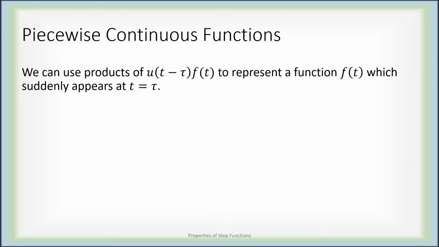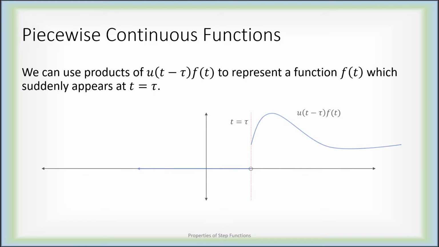Now we can take a product of a step function with a continuous function f to represent something which is piecewise continuous. So u of t minus tau times f will represent a function which suddenly appears at this time. Because when t is less than tau, the step function is 0, so regardless of the value of f, 0 times that will be 0. But when t is tau or larger, u of t minus tau is 1, and we simply get the function f of t. So here is an example of that.